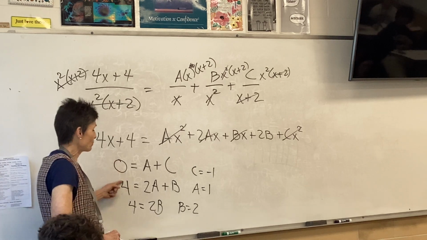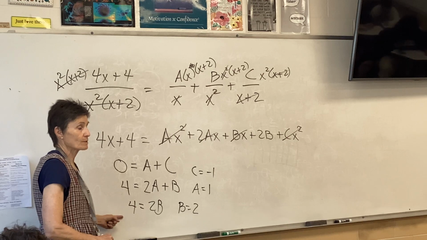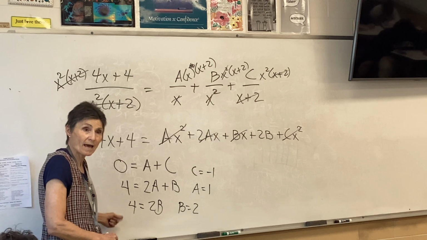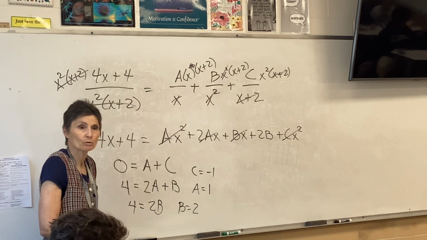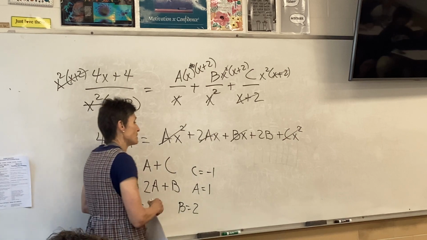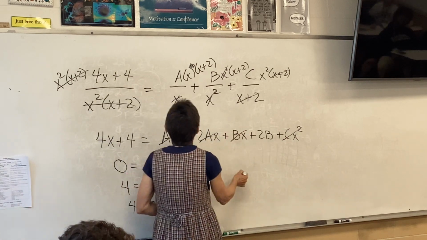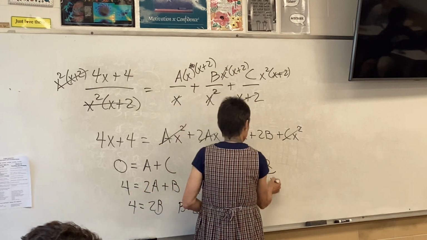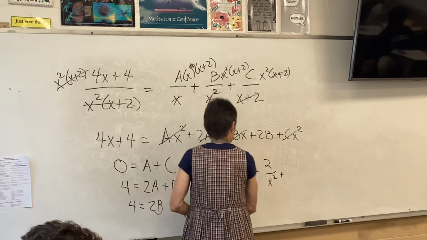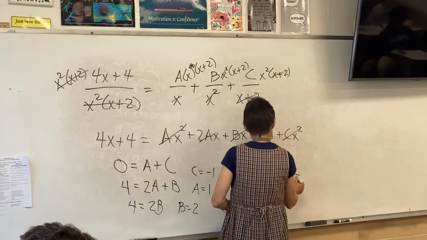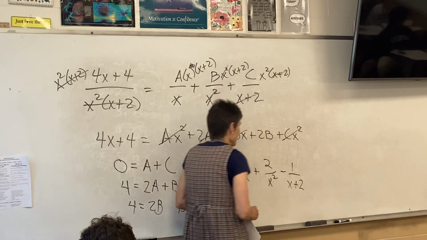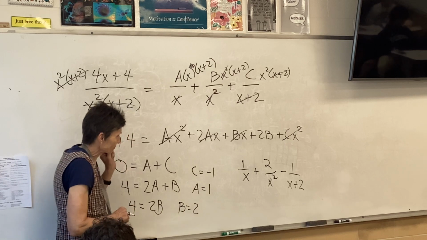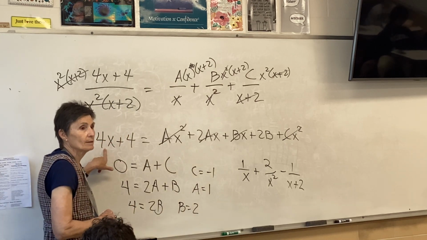This is a system of 3 equations, 3 unknowns. We have methods of solving that, like RREF. If we need to, we could do that. This one was easy enough, there was no need to go through all that work. Write your answer. Your answer is the fractions. So 1 over x plus 2 over x squared minus 1 over x plus 2. If you add up those fractions, you will end up with this.